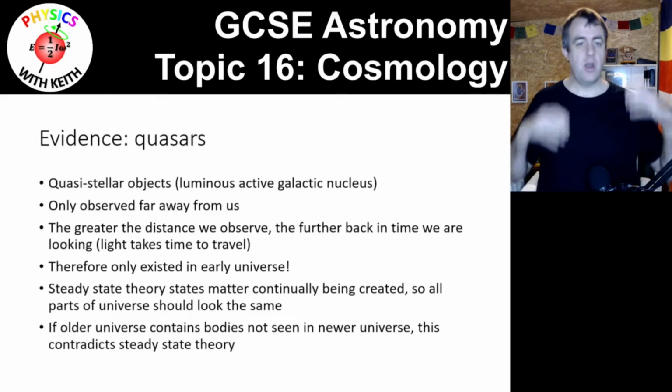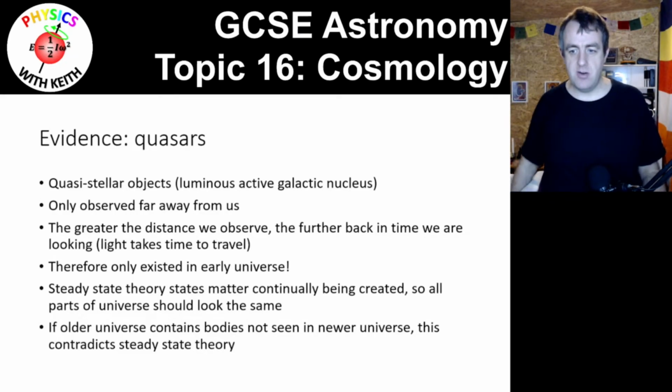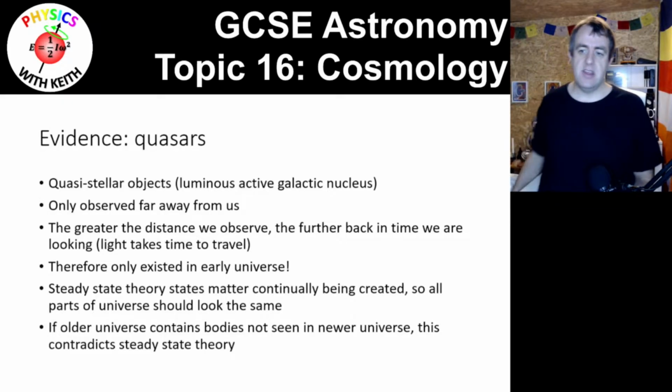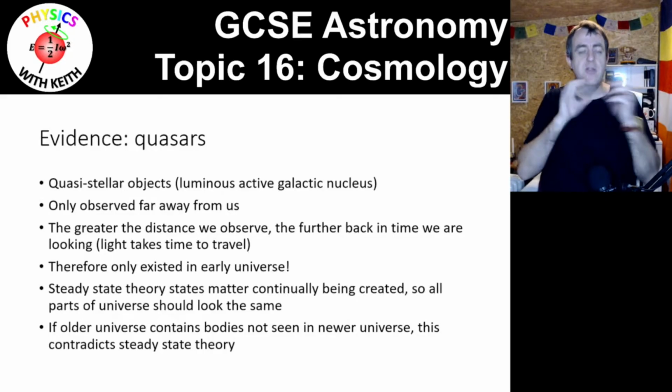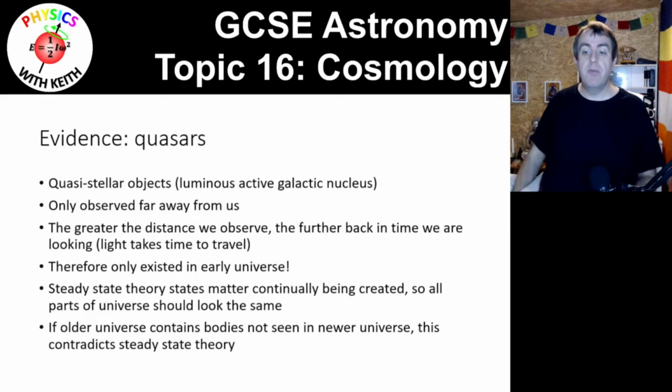Okay, quasars. We don't see quasars nearby. We only see them far away. If the universe is in a steady state, then why were the conditions necessary for quasars around in the past and not now? That doesn't make any sense. So in order to get these quasars, you need to have had a much more dense universe in order to form them. And now the universe is that much less dense, they don't form. So that contradicts steady state theory.